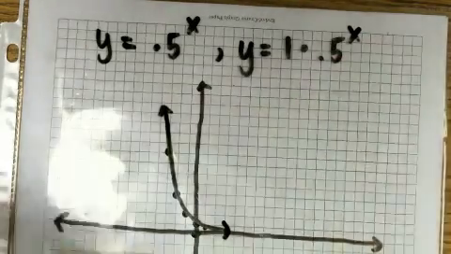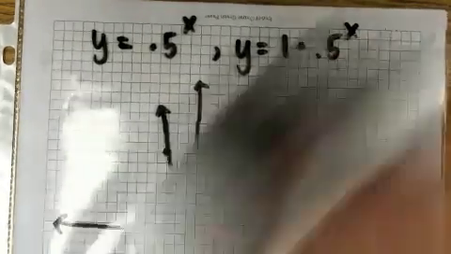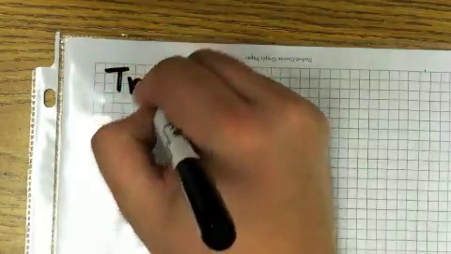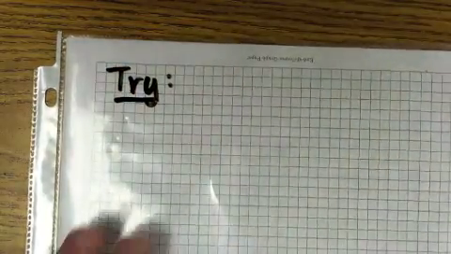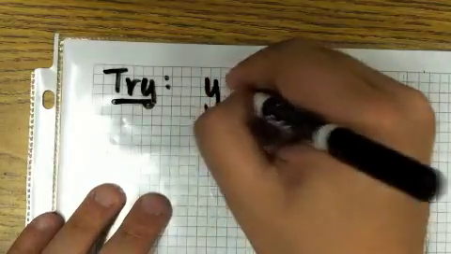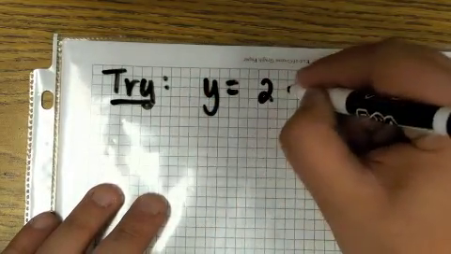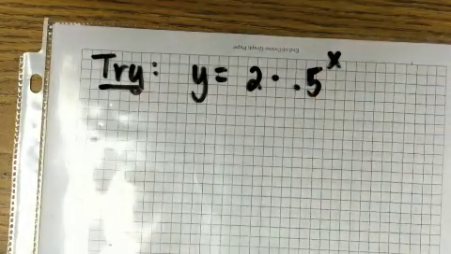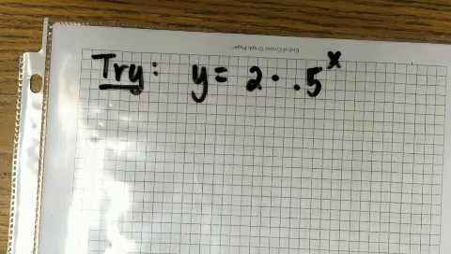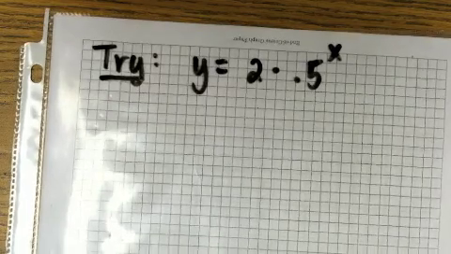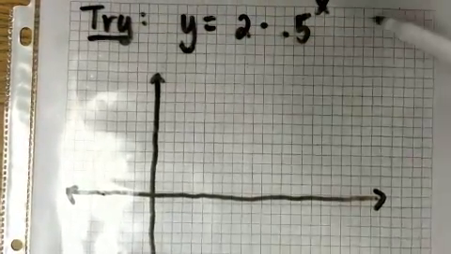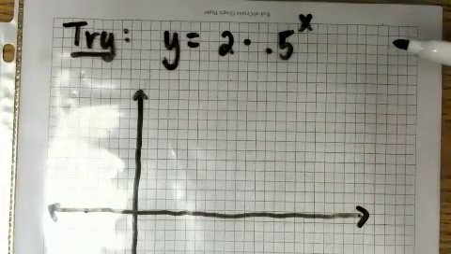Okay? So I'm going to end this then with a try problem. Let's just make sure that you have the general idea of this. So try. Okay, and let's do y equals 2 times 0.5 to the x. Okay, so take a moment, pause your video, and see if you can successfully graph a few points for me on this.